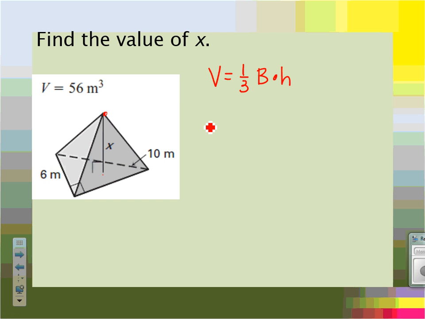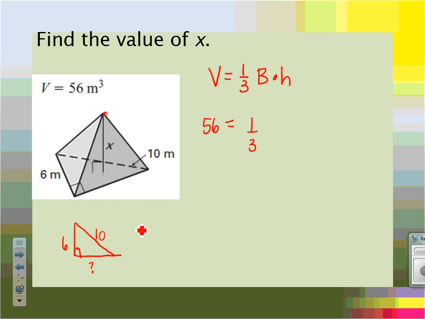Okay, so volume is 56, times 1/3 the area of the base. In order to find the area of the base, I've got to know what the base is. The base is a triangle. So I actually have a right triangle here. I have a 90-degree angle here. I've got 6 meters here. I don't know what that is, but I know this side is 10.